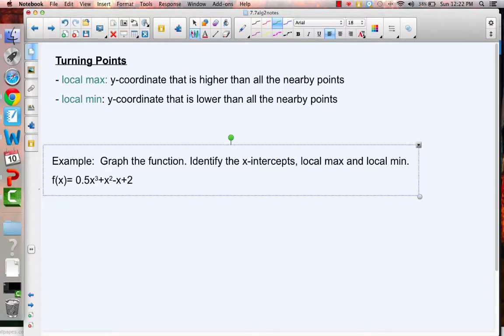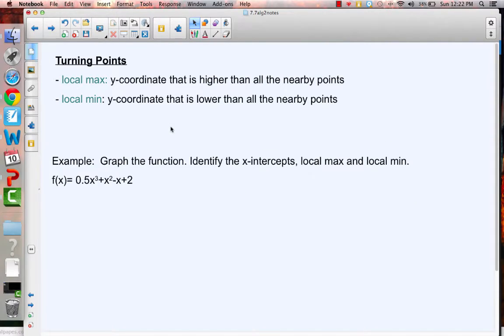Now the last thing that I want to talk about today is our turning points, and these are important. There's basically two turning points we're going to talk about, local max and local min. And anytime I talk about max and min, I'm referring to a y value of an ordered pair. So the local max is the y value of a point that's higher than all the nearby points, all right? And then the local min is the lowest point of all the nearby points.